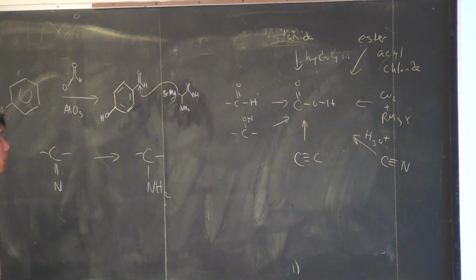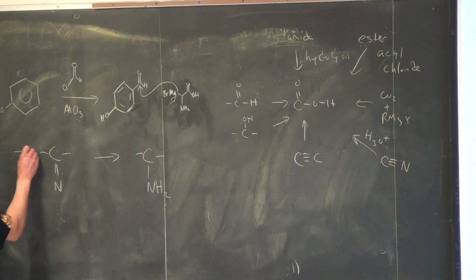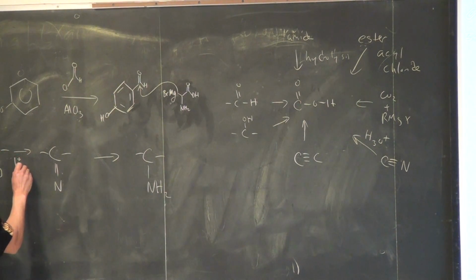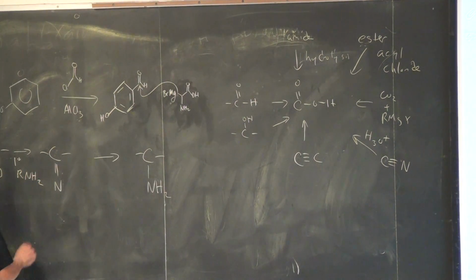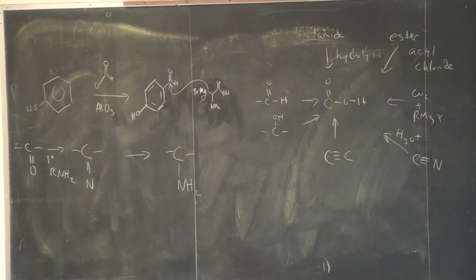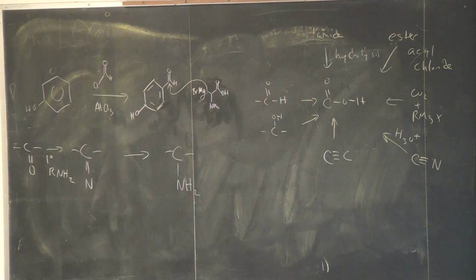So based on all that, can you figure out a way to go from here to the amino acid? Remember again, from here, to make the imine, we start with a primary amine. Well, actually, there's sodium cyanoborohydride. Sodium cyanoborohydride.